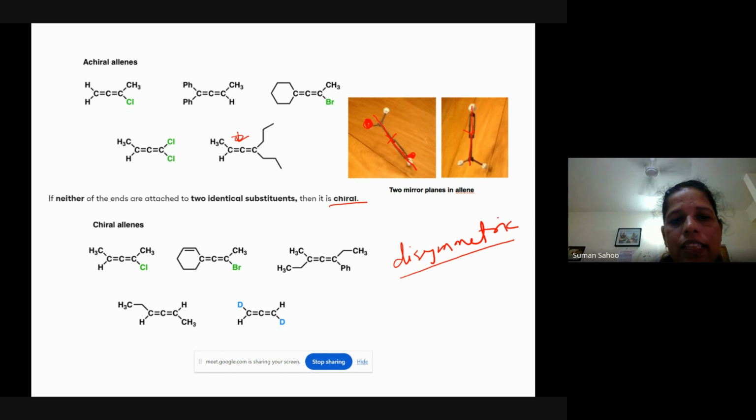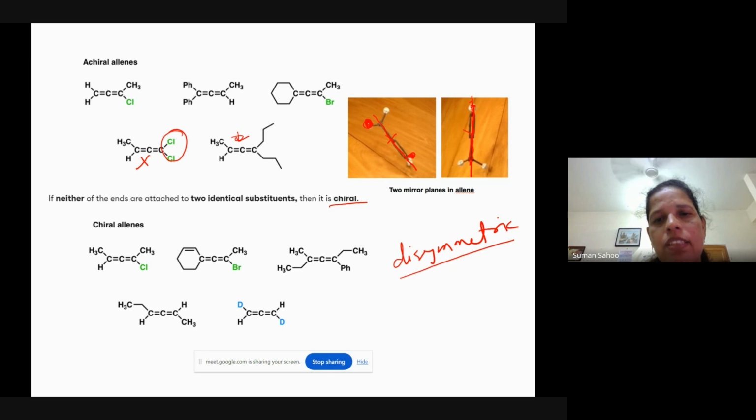So in that case, when these two chlorines are there, we have a plane of symmetry also, starting from this CH3 group, and we can have a plane of symmetry here. So this is also not optically active. For this, we have to have two different substituents here. So you understood?